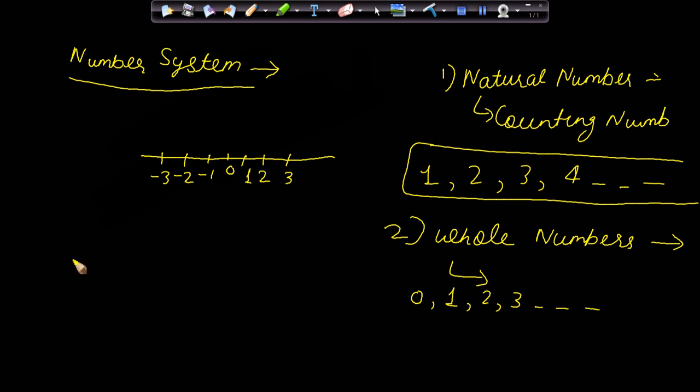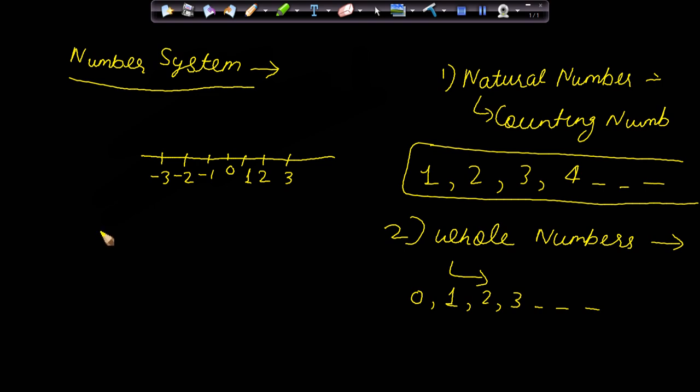The next thing is fraction. So you represent 0, 1, 2, 3. This bracket becomes your natural number. When you include 0, then this becomes your whole number. Similarly, there's something called as fraction.